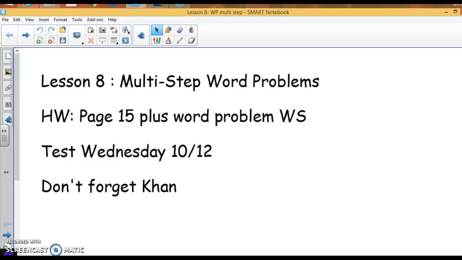I'm talking about right now is in Advanced Pre-Algebra, Unit 2, Lesson 8, multi-step word problems. The homework that goes with this is page 15 in the homework packet, plus a word problem worksheet, which is attached if you need it in this unit.